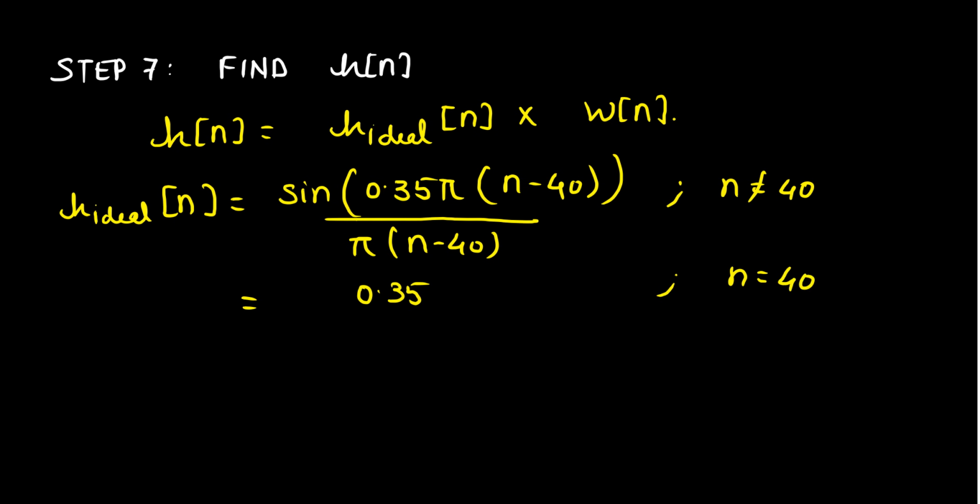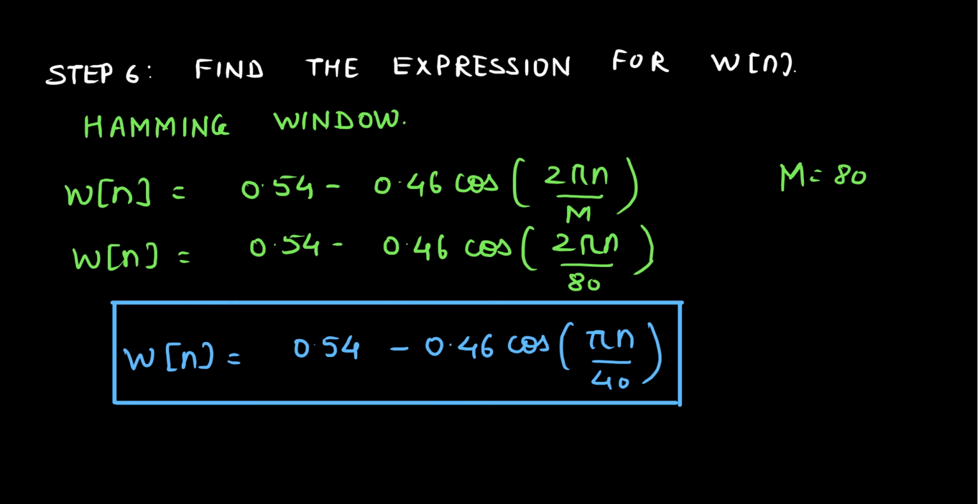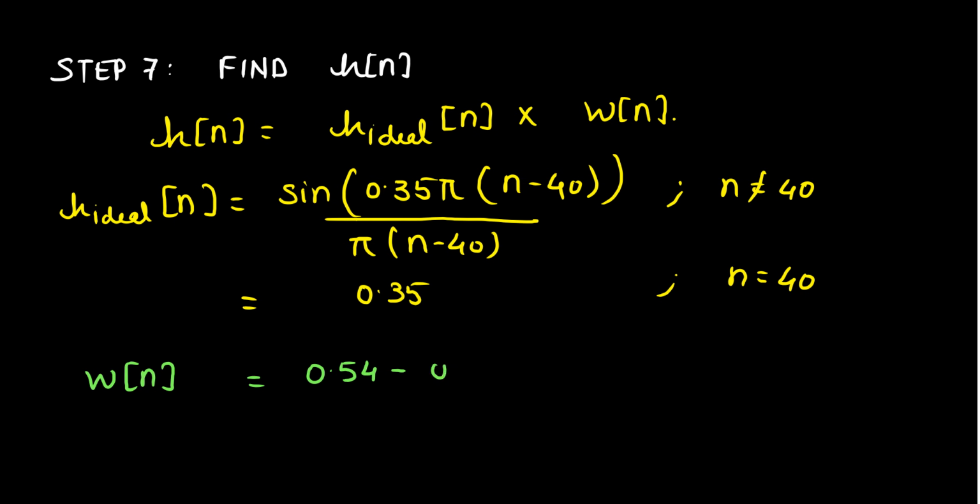And this W of n was obtained as W of n is equal to 0.54 minus 0.46 cos of pi n upon 40. So this W of n is equal to 0.54 minus 0.46 into cos of n pi by 40.